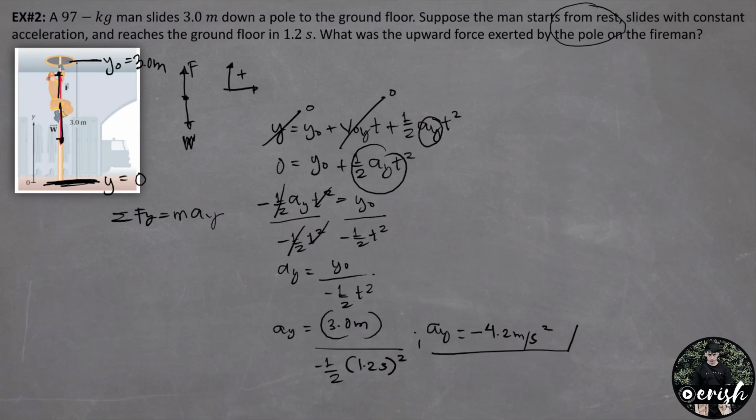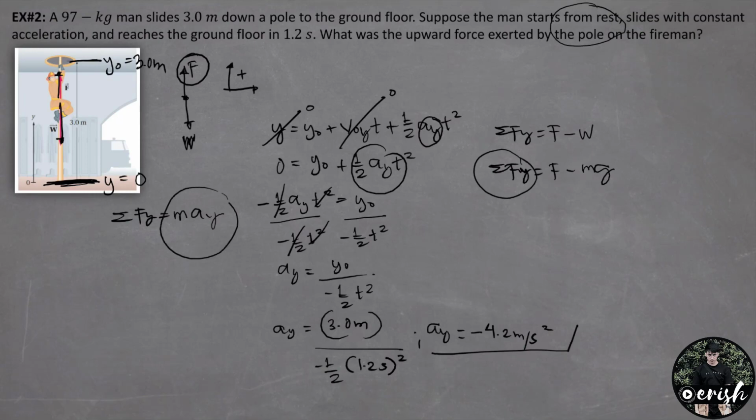Para ma-solve natin yung force na binibigay ng pole dun sa man, summation of forces at the vertical, ang nag-a-act sa kanya is unang-una yung force nga na binibigay ng pole and yung weight nung man mismo. So net force Y is equal to, ang force is unknown and yung weight natin is mass times the gravity. And again, etong net force Y natin is also equal dito sa part na to. So pwede natin siyang ilagay as mass times the acceleration at Y equals force minus mass times gravity. Kaya nga natin sinolve itong a y, alam na natin yung mass, alam na natin yung gravity, masasolve na natin yung force upward na ibinibigay nung pole dun sa man.